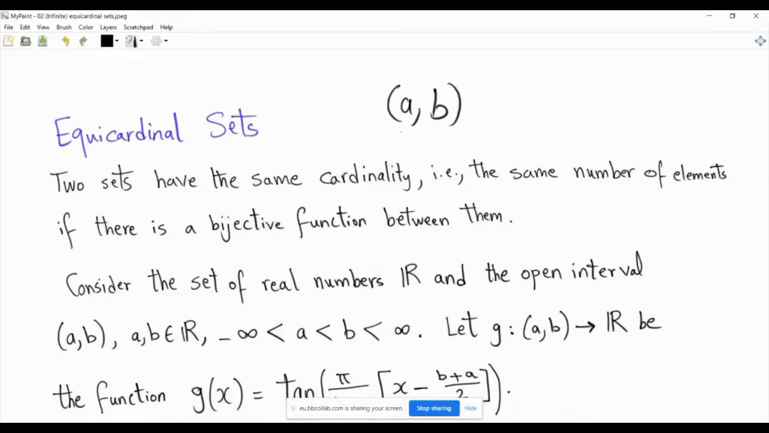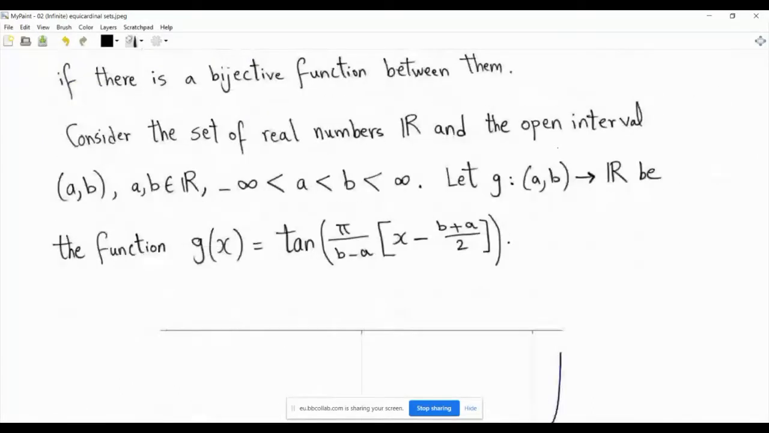Let's, for example, show that this set here, an interval on the real axis, the interval from A to B, where A is smaller than B, can have a bijective function between it and the full real axis, the set of real numbers. And what is this bijective function? It is this function here. We can define g of x to be the tangent of pi over b minus a, times x minus b plus a over 2.